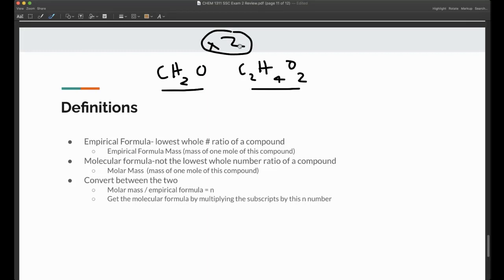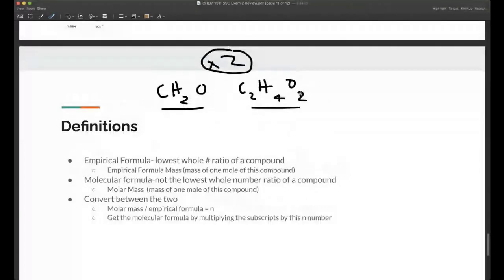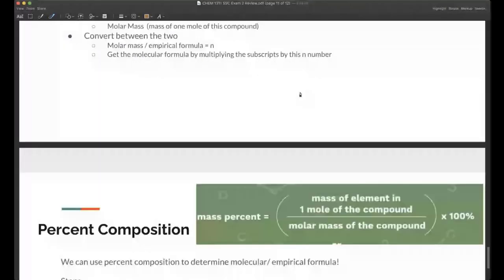So to essentially get to this molecular formula, what you do is you just multiply the CH2O by this factor of n, which is 2 in this case. And we'll do some more practice problems on this in the breakout room section.